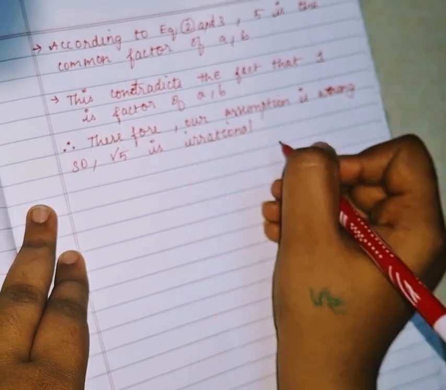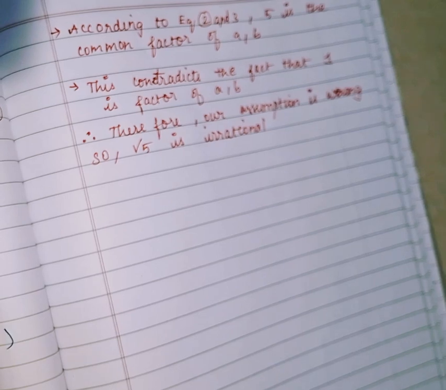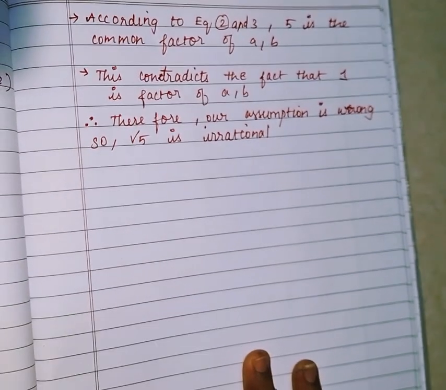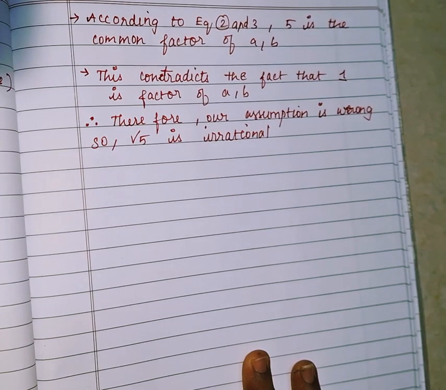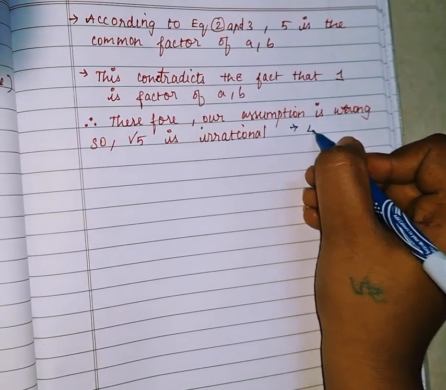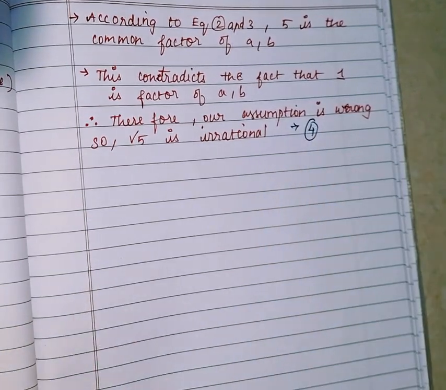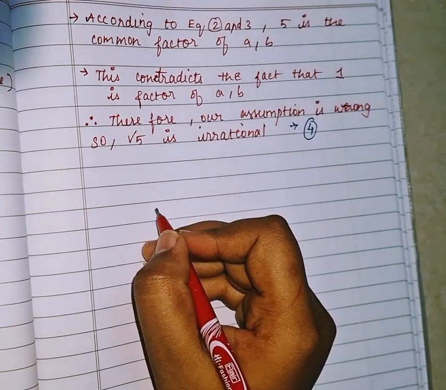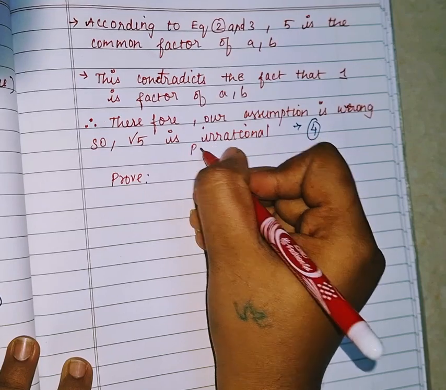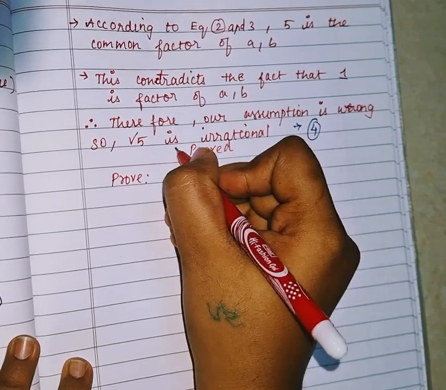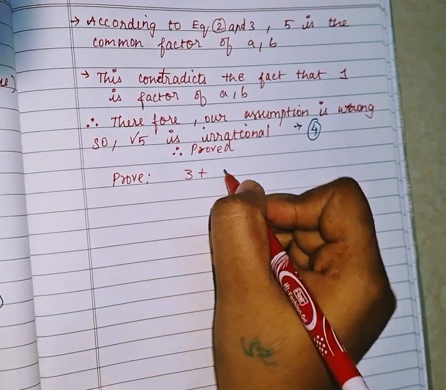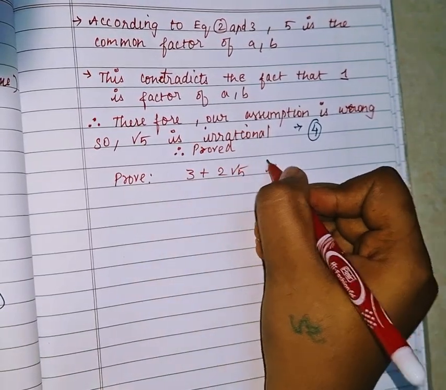So let us consider this as equation 4: root 5 is an irrational number. Now we must prove 3 plus 2 root 5 is irrational. This is proved now. Root 5 is irrational is proved.